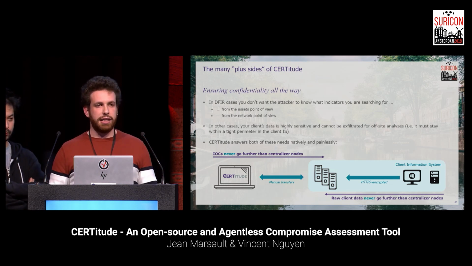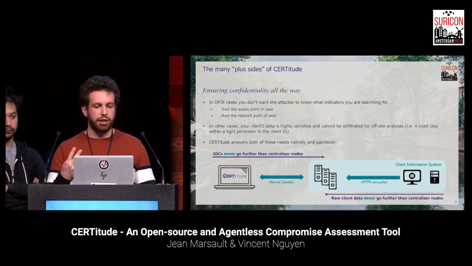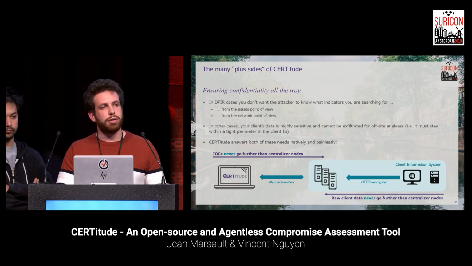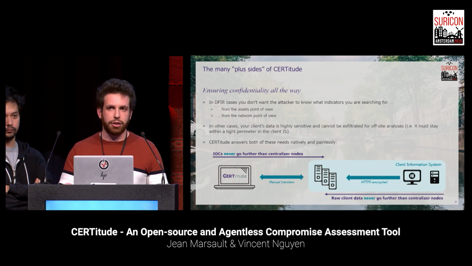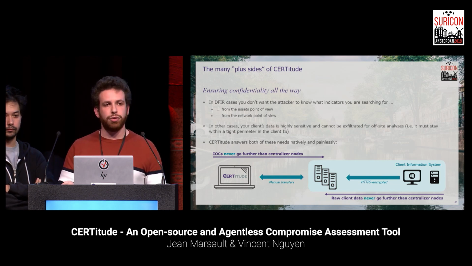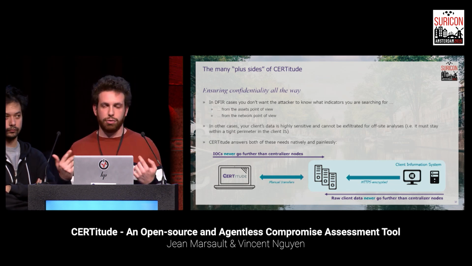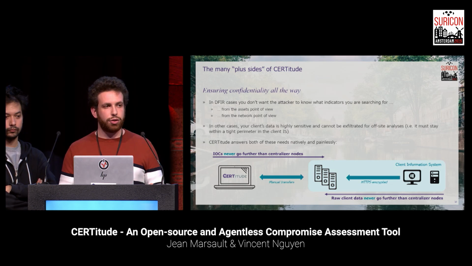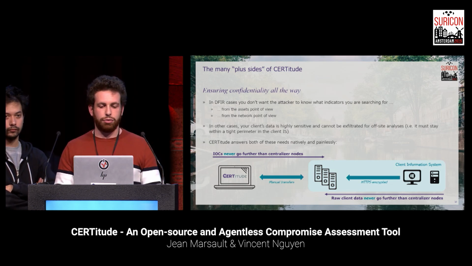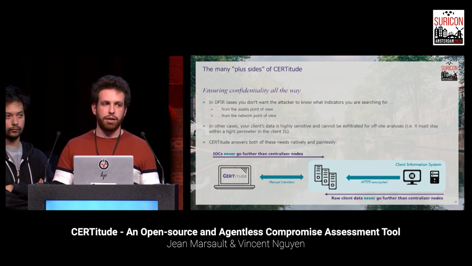And basically, our tool respects two standards. The first one is that when you are in an investigation case, you most likely don't want the attacker to know what you are searching for on the information system. You don't want him to be able to adapt to what you are searching for and to miss him on the information system. So basically, you want to hide from the assets and you want to hide from an eavesdropper on the network.